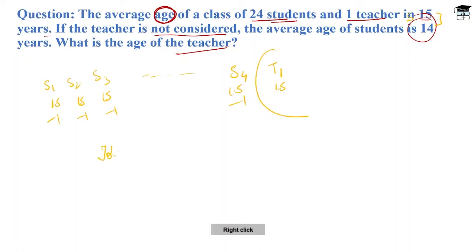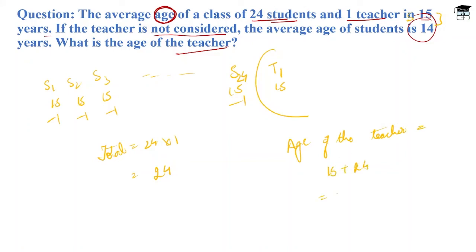So the total, they are 24. So 24, and it is decreasing by 1. That is 1. So it becomes 24, right? So now what is the age of the teacher? The age of the teacher is equal to 15 plus 24, which is equal to 39 years. So the answer is 39 years, right?